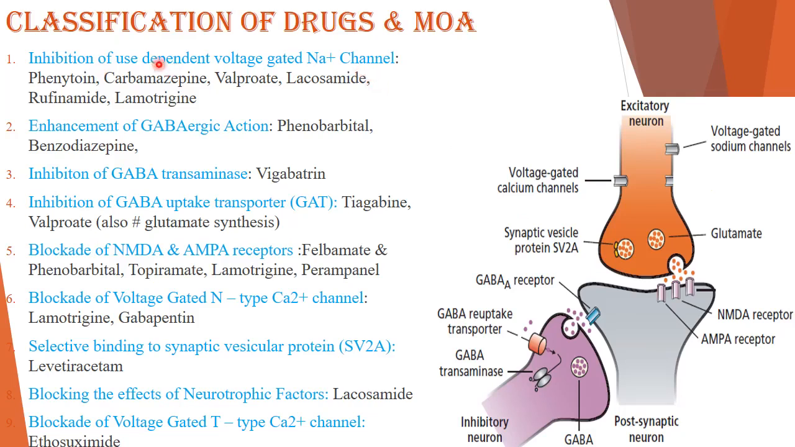First classification, inhibition of use dependent voltage gated sodium channels. We know the sodium channels are required for the transmission of the action potentials, right? We studied early how an impulse is carried through the neurons from dendrite to axons, right? So there is always influx of the sodium. Getting my point? Now these drugs, what they will do, they will block this kind of sodium channels.